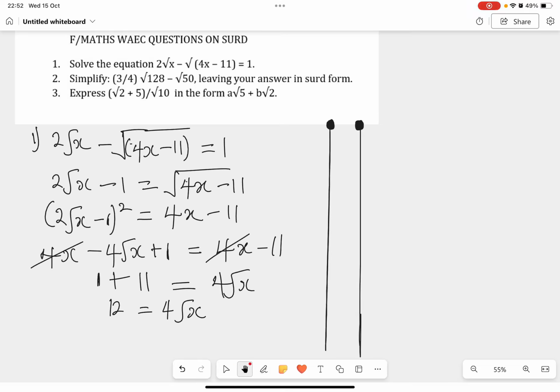Then divide both sides by 4. I have root x equals 12 over 4, which is 3. Then if I find the square of both sides, I have x equals 9. x equals 9. Good.